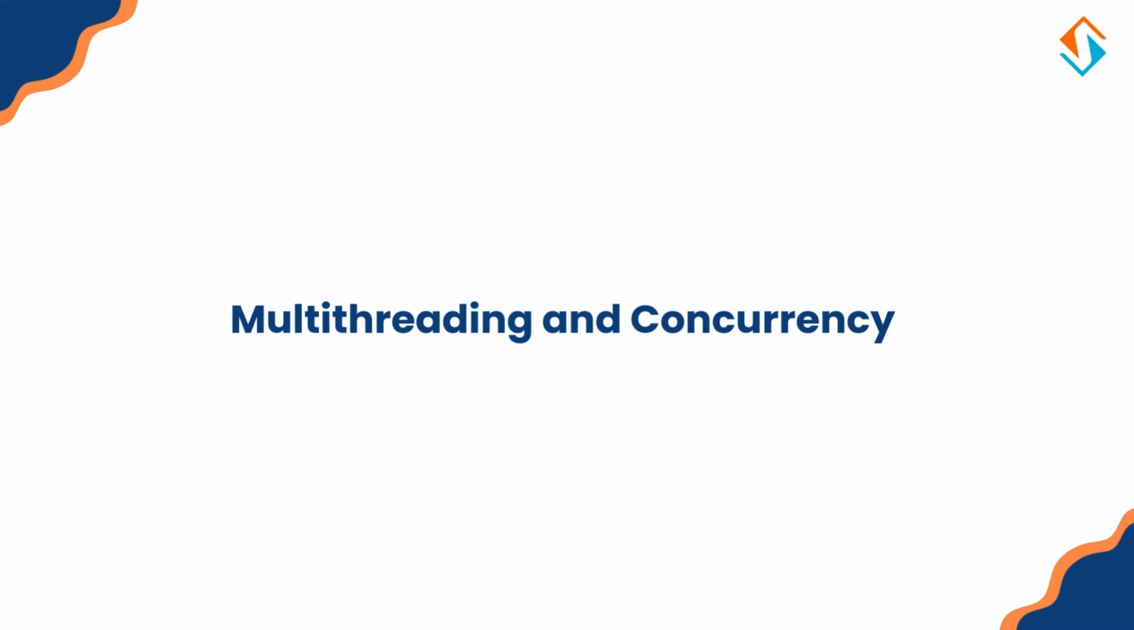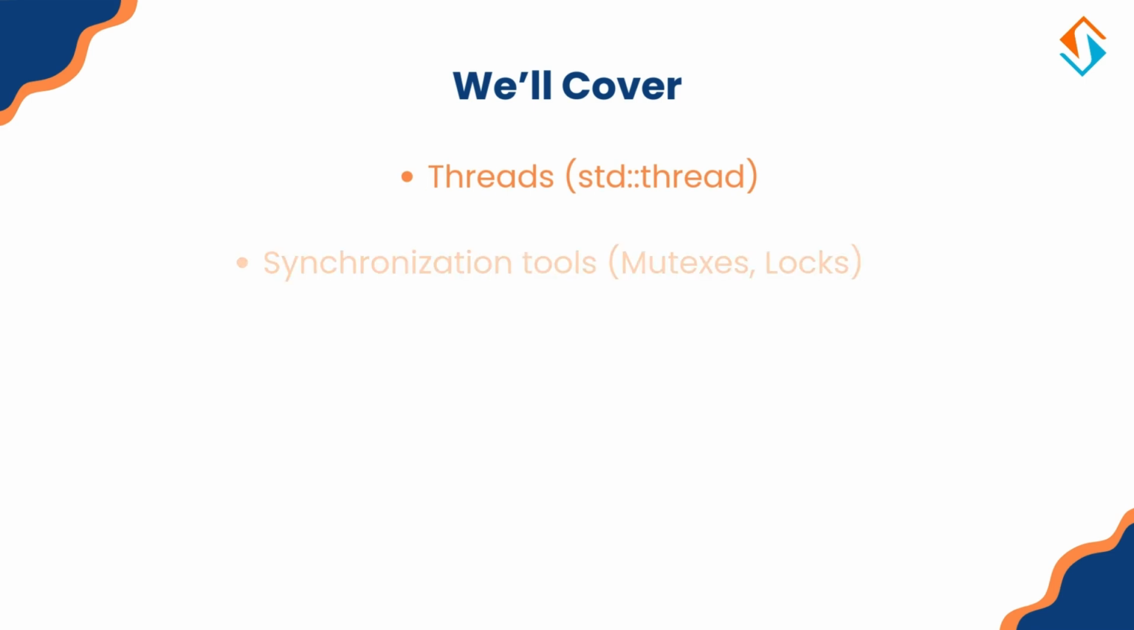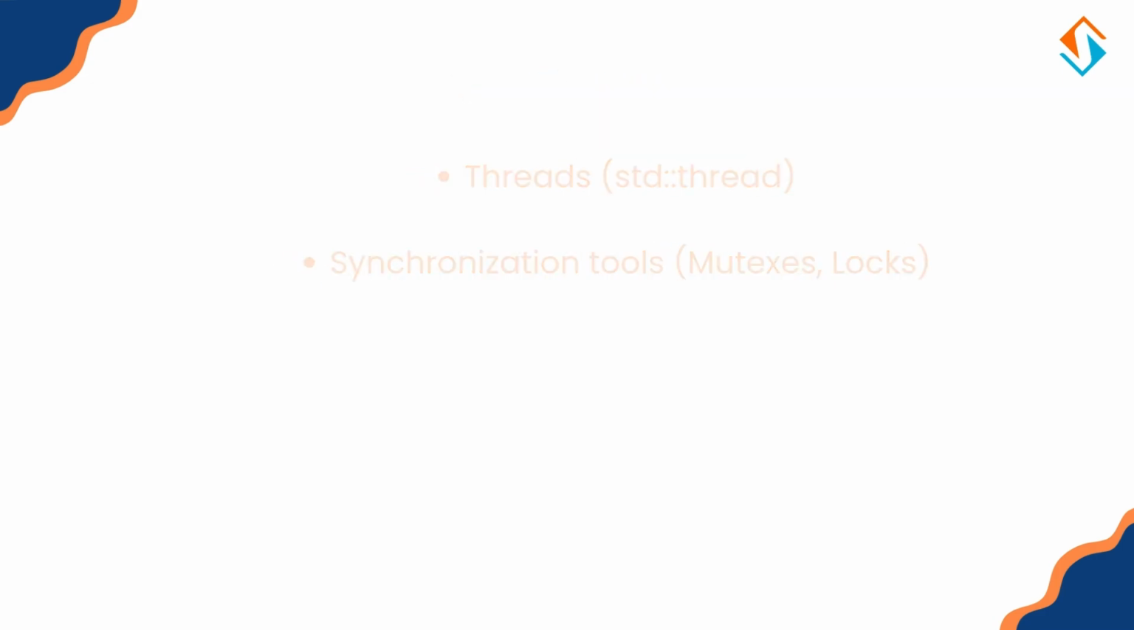Today we're diving into the world of multithreading and concurrency in C++, one of the coolest ways to make your programs run faster and do more things at the same time. Today we will be looking at threads using std::thread, synchronization tools like mutexes, and locks to avoid those tricky bugs. Ready? Let's jump in. First up, let's talk about threads.